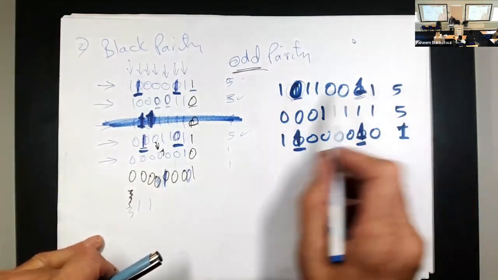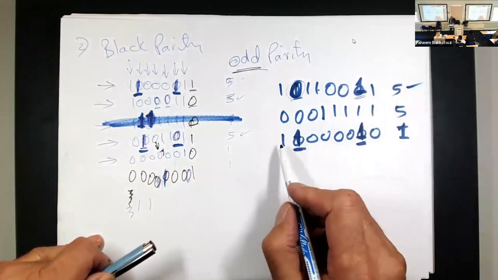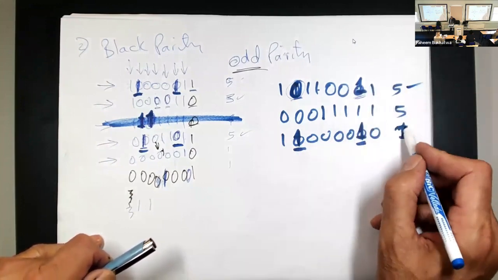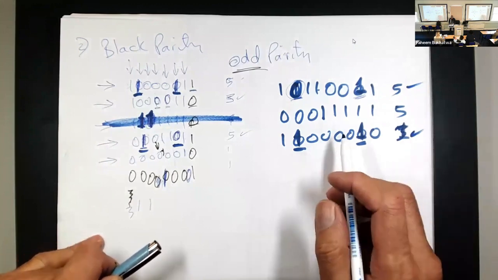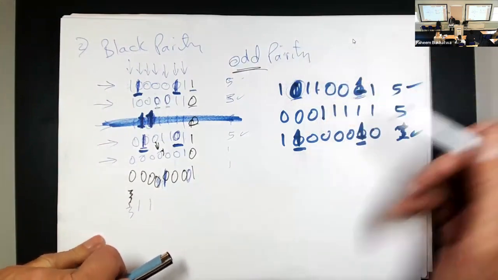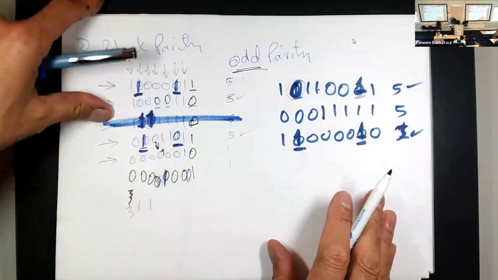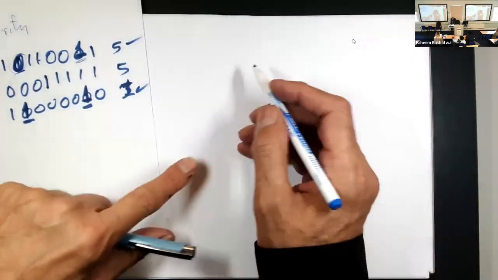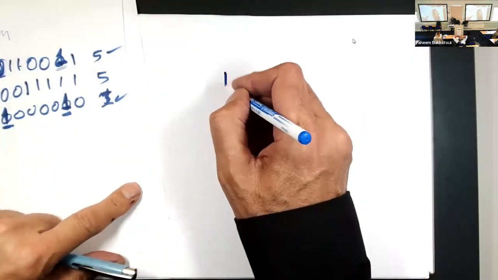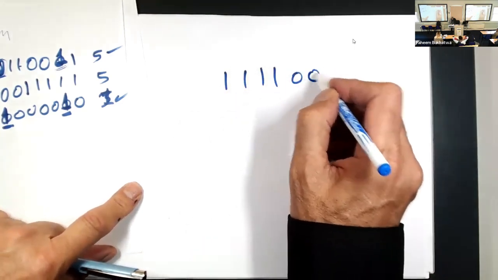So let's count this way. 1, 2, 3, 4, 5. No error. And here, 1, 2, 3. No error. So horizontally, we do not discover them. Let's go vertically. We never did the vertical bit. One more time, and last time this time. 1, 1, 1, 1, 0, 0, 1, 1.